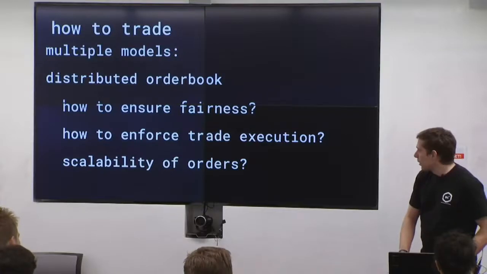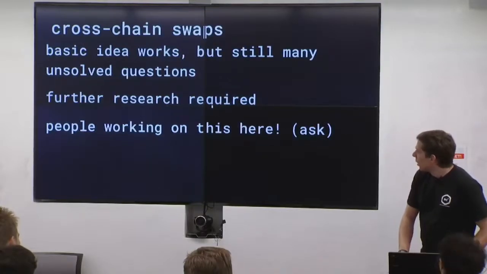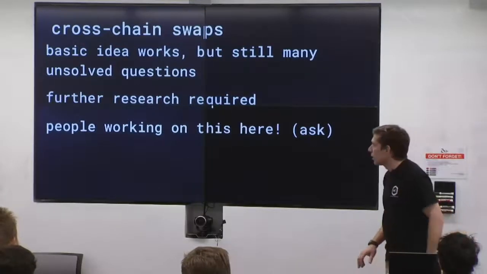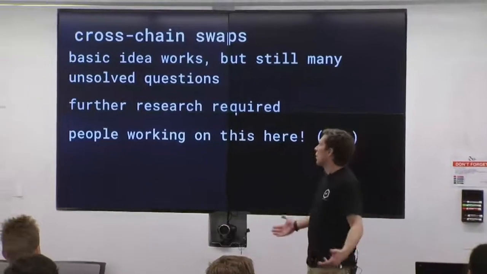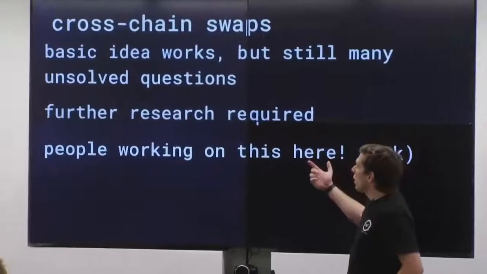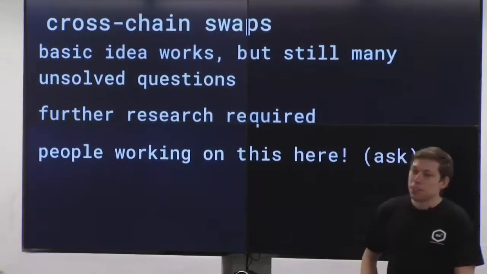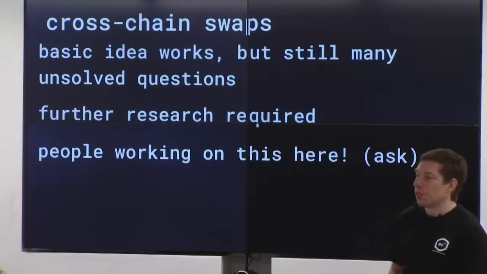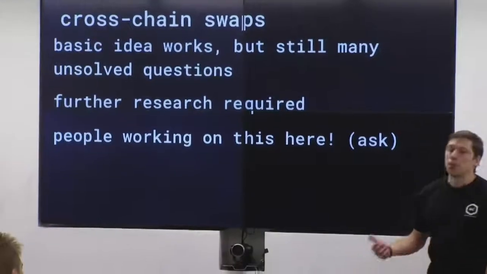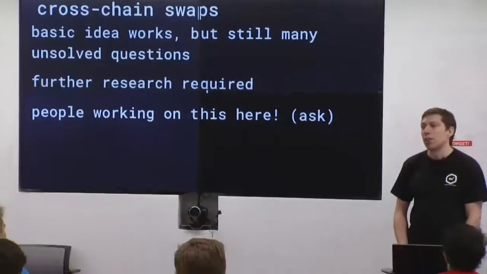Okay, so that's basically it. It's a little earlier, but this was basically the stuff for today. The idea works, right? The cross-chain swaps, but there's still a lot of issues in terms of how you actually get these to work. How do you build a scalable trading platform? And there aren't really any yet.